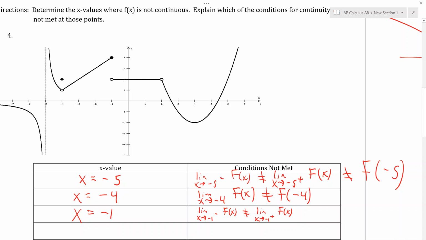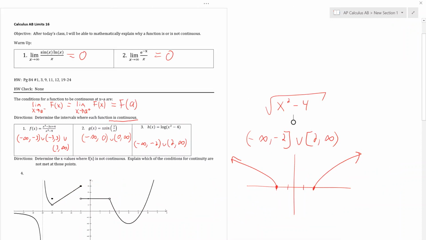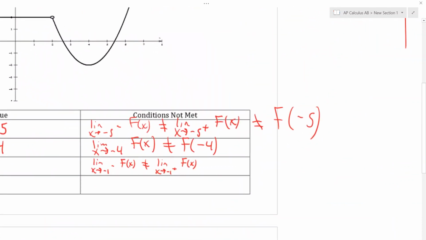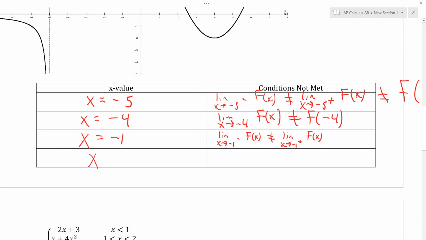And the next one is at 2. Is that okay? So x equals 2. And all you've got to write really is that, look, we can write this simple. f of 2 is what? So it's undefined. Yeah, if a function's undefined, it can't be continuous, right? So f of 2 is undefined. And if it's undefined, it cannot equal something.